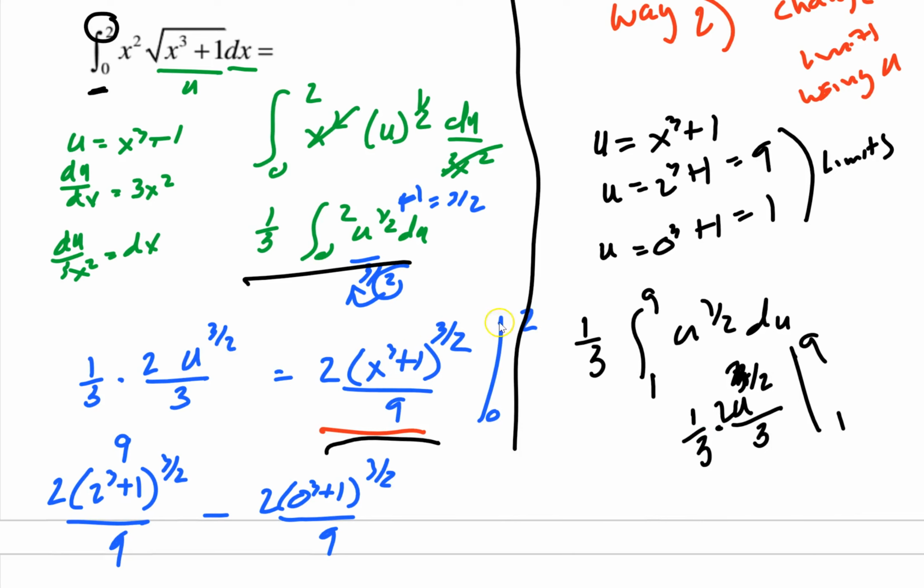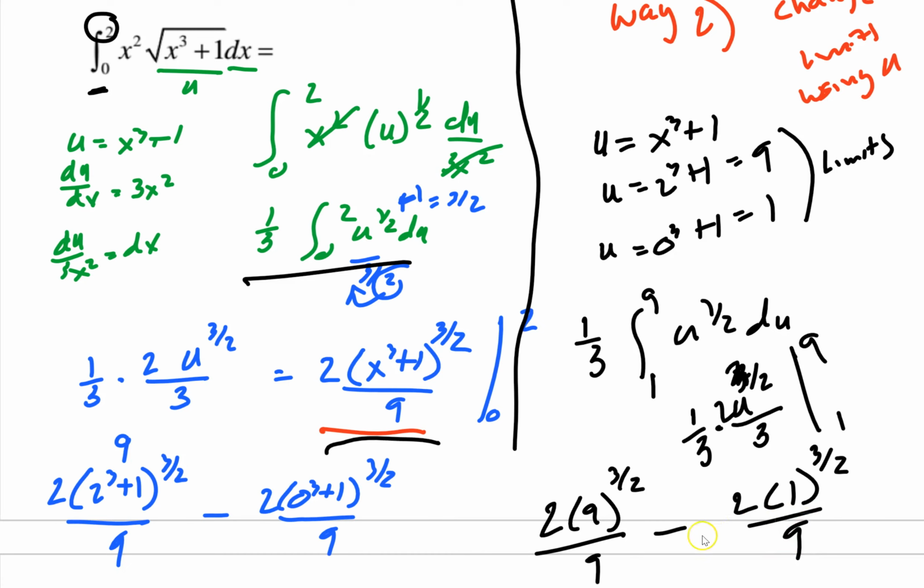So instead of having to deal with plugging in 2 to x cubed plus 1, plugging in 0 to x cubed plus 1, we already did that. So I just plug in 1 and 9. So it's going to be 2 times 9 to the 3/2 over 9 minus 2 times 1 to the 3/2 over 9. Right, so it's a little better. Honestly, it's kind of the same.